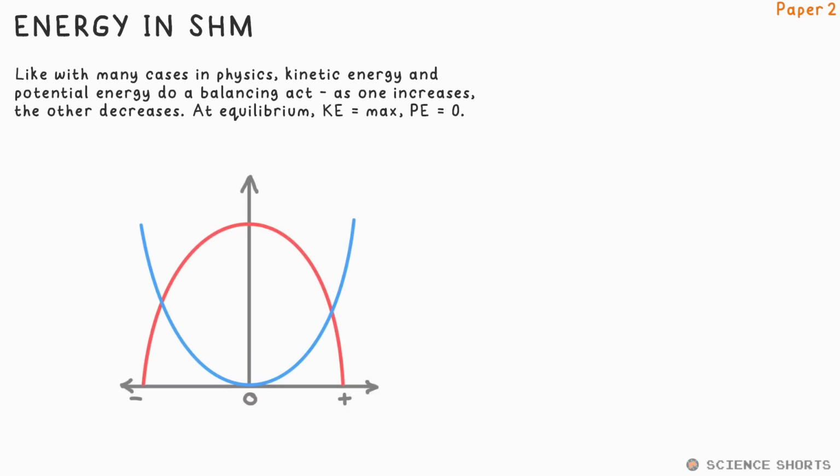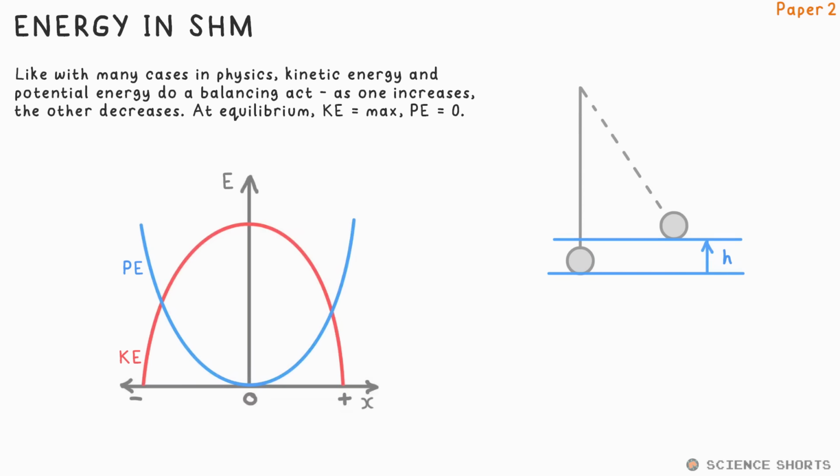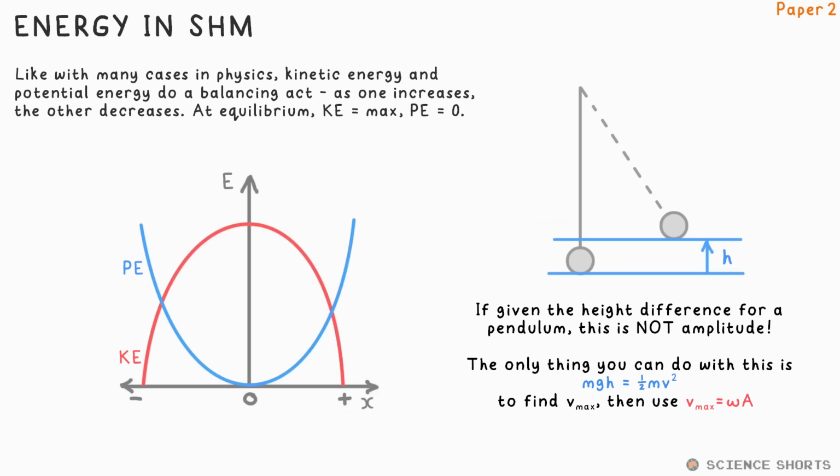As the object moves away from equilibrium, kinetic energy is turned into potential energy. In the case of a pendulum, that's gravitational potential energy. Be careful with displacement for a pendulum though. The displacement is roughly a straight line from equilibrium to where it is. It's not the vertical height it's moved. That means if you are given the maximum height of a pendulum, the only thing you can do is find out the GPE it has at amplitude, then equate this to the kinetic energy it has at equilibrium to find Vmax. Height is not displacement or amplitude for a pendulum. You can then find out more about the oscillations using Vmax equals 2 pi fA as before.